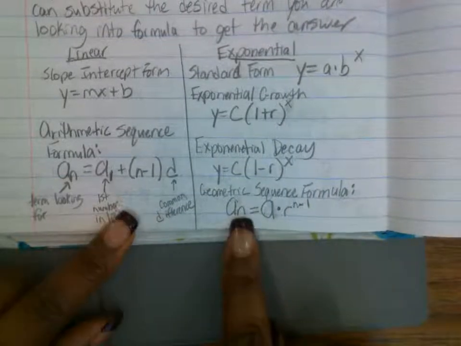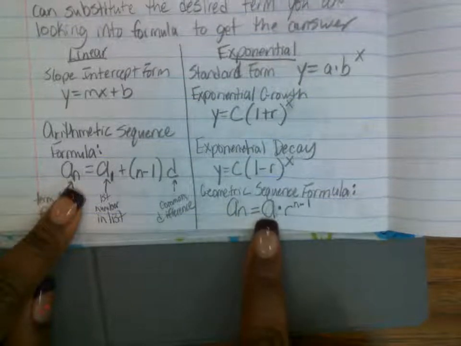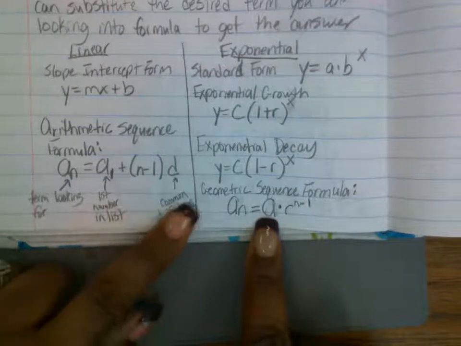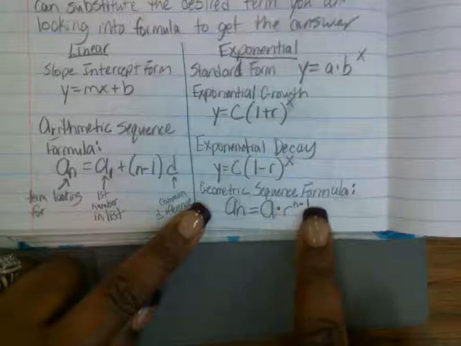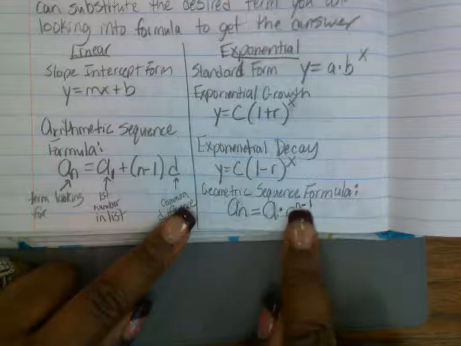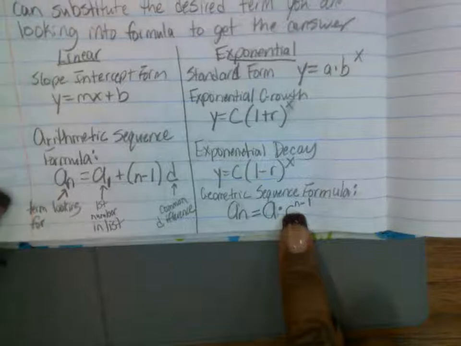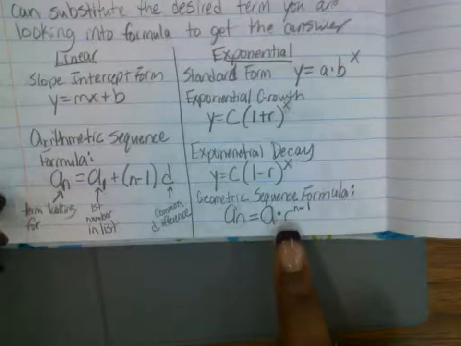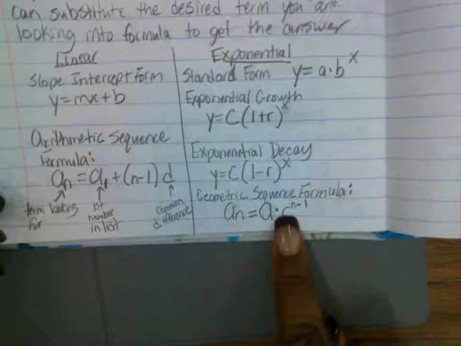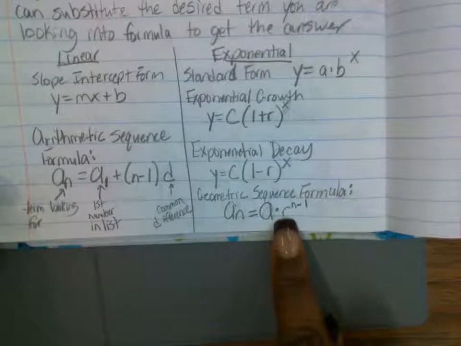Okay, so n, again, just like over here, is the number that you're looking for. a is the first number, not the zero number, the first number in the list. And then you've got n minus 1, it's to the n minus 1 power. I forgot to say what r was. r is our common ratio. It's the number that's being multiplied to get to the next number in the list.